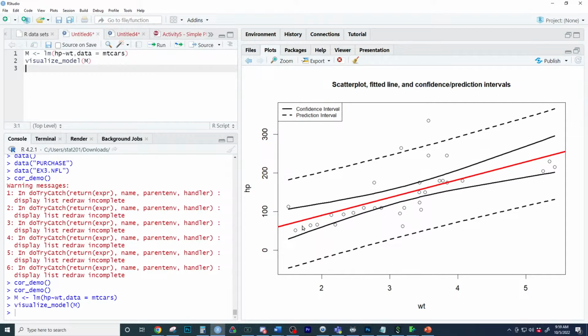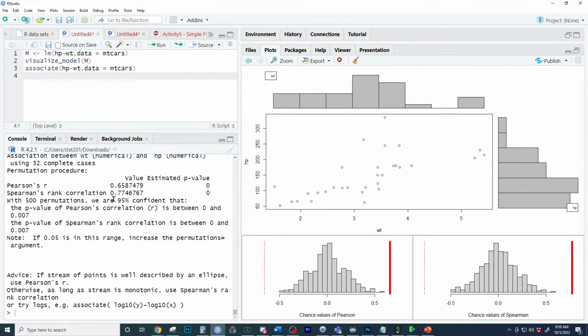How to put R into words? So let's look at the correlation between these two variables. To look at the correlation between these two variables, I'm going to run the associate function with the exact same inputs. Does this make sense here, Abby? I'm running the associate function and I get a correlation of this. Now, should we use Pearson or Spearman here?